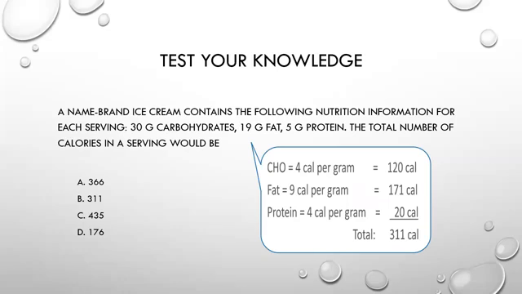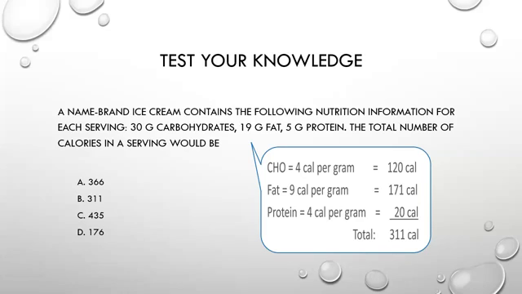So CHO, as you can see in my little bubble here, CHO stands for carbohydrates, okay? That's just a short way to say carbohydrates. So CHO, 4 calories per gram. Carbohydrates hold 4 calories per gram. So in order to figure out total calories of this food, we would just take the 30 grams of carbohydrates and multiply it by 4, right? And then we get 120 calories just from the carbohydrates in this ice cream, okay?